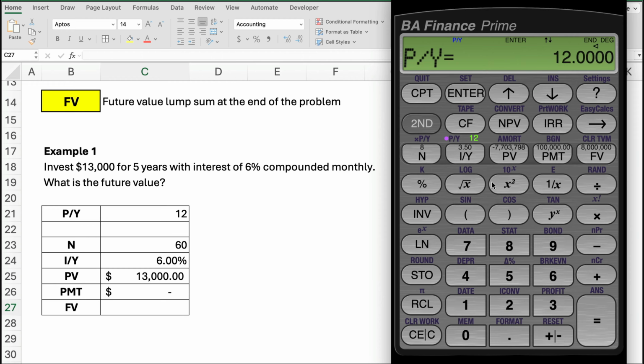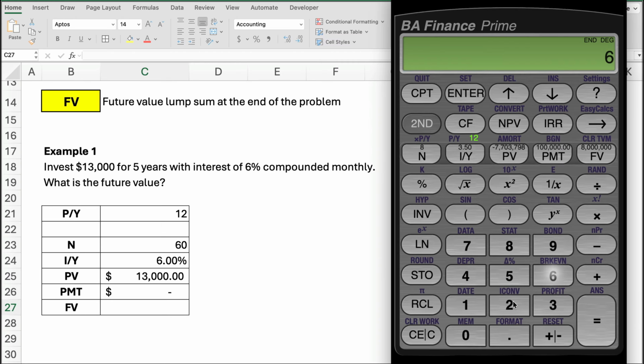And so I'm in a menu and I need to clear out. So I'm going to do, at the very bottom, clear or clear entry twice. So now I have it set. One reason I like this app is you can see my periods per year is 12. Now I just need to enter 4 things and solve for future value.